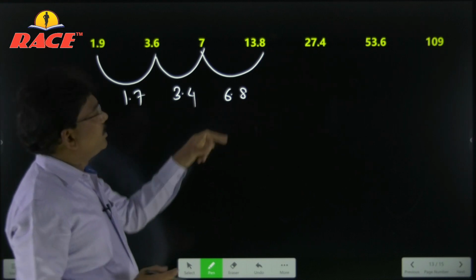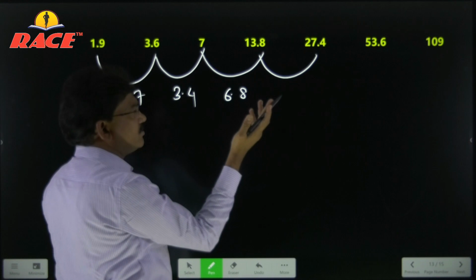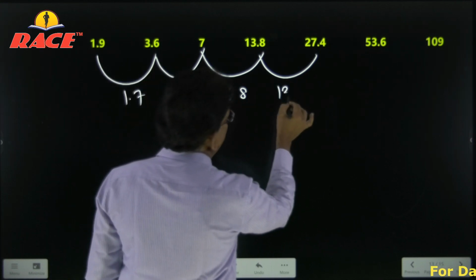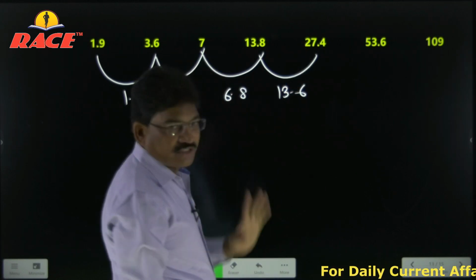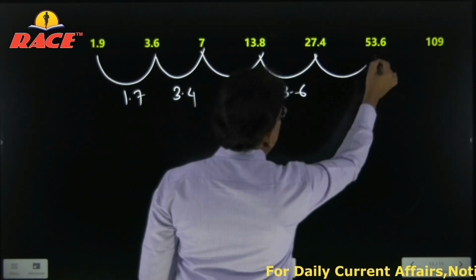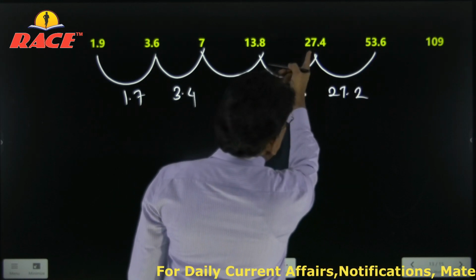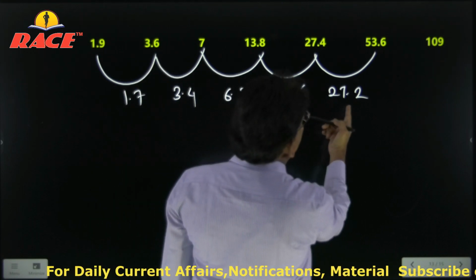3.4. Again double, 6.8. If it is 6.8, the next one should be double, 13.6. 13.8 plus 13.6 is 27.4. Correct. Okay. If it is 13.6, the next difference should be double, 27.2. 27.4 plus 27.2. This is 54.6.